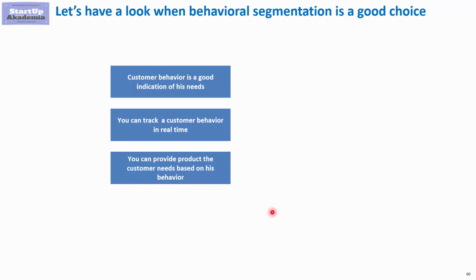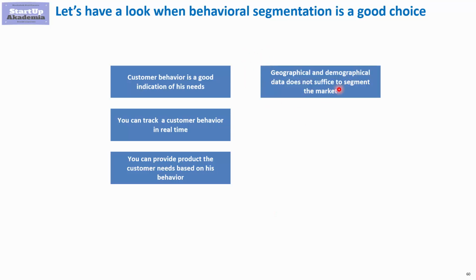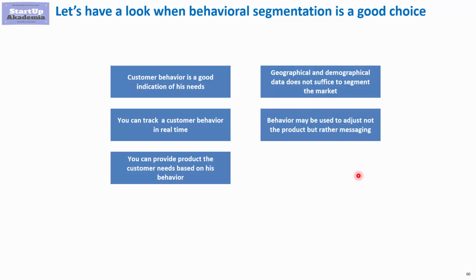Behavioral segmentation is also a natural development of the attempts of the company to address the needs of the customer, and quite often it is used when the geographical or demographical data does not suffice to really identify proper segments of customers. And finally, you can also use behavioral segmentation not to adjust the product, but actually to adjust the messaging, and in this way to optimize the money you spend on marketing.